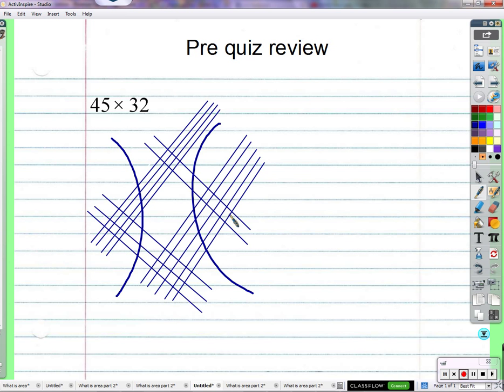So now we count the number of intersections. 1, 2, 3, 4, 5, 6, 7, 8, 9, 10, 11, 12. There's 12 intersections in that group. Here we can count all these intersections together. We can just do 2 times 6, that's 6. We could write a little 6 right there. And then 3 times 5 is 15. You just add those together, we get 21.